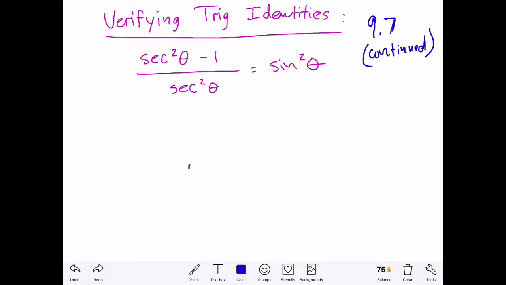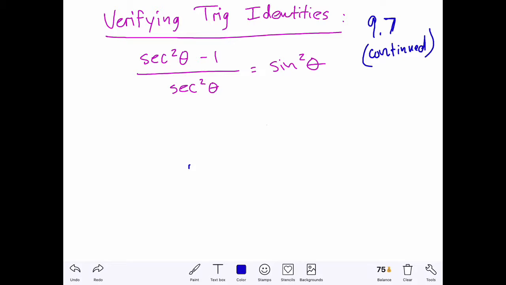Okay guys, let's look at 9-7 continued here, verifying trig identities. That's page 516, and that's using fundamental identities to verify new trig identities. When we're verifying an identity, we're going to begin with the expression on one side, and then use our algebraic skills and trig properties to simplify.